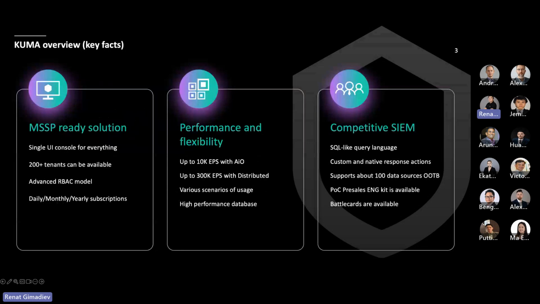What I wanted to share with you today are the key things about the SIEM solution. The three main pillars of KUMA are MSSP readiness, performance and flexibility, and competitiveness with other vendors. So, long story short, let's start with the first: an MSSP-ready solution.